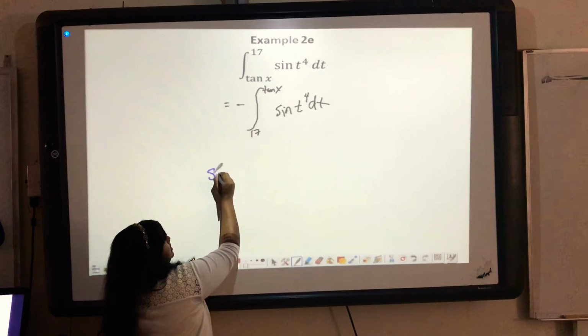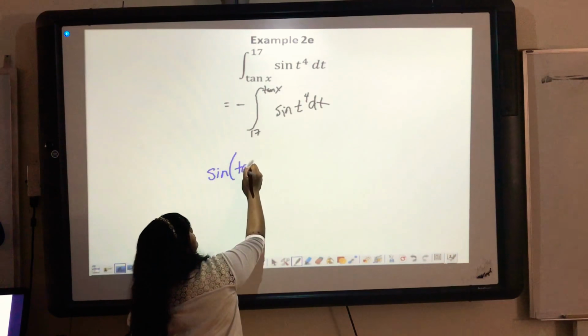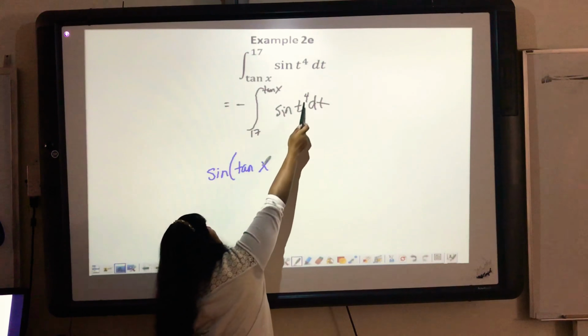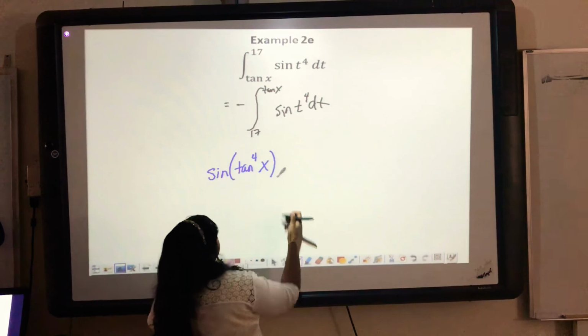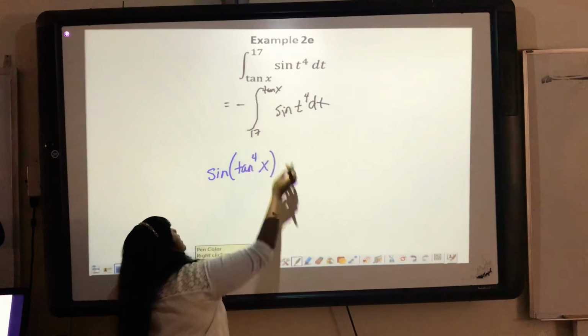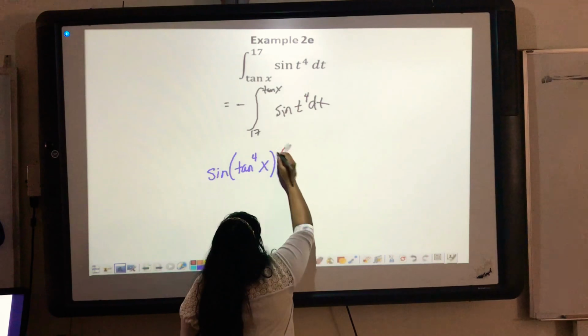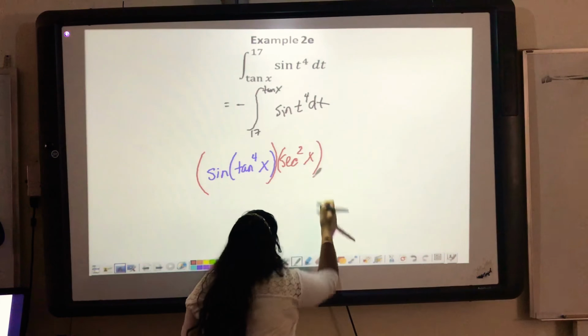Well, now I can apply and I can sub in. So this becomes, I'm going to write sine, t is going to be replaced with tan. Tan is actually to the 4th power, so I want to make sure my 4th power doesn't go to my x, it goes to my tan. Am I done? Not quite. Because this is not an x, I have to multiply by the derivative of it. The derivative of tangent is simply secant squared x.